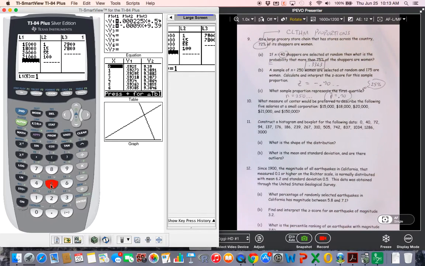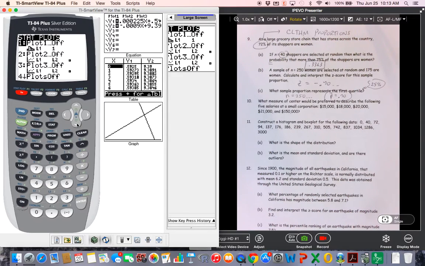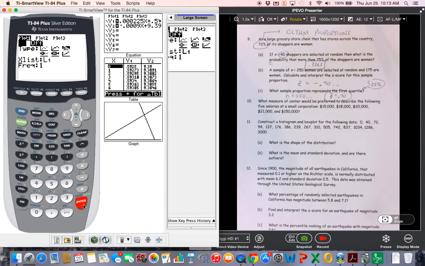But then we got somebody, maybe the boss's son or daughter, making 150,000. So that's clearly going to be an outlier. But nevertheless, let's go through the game and let's turn this on. Let's get a histogram for L1 frequency 1. All right, so go zoom 9.